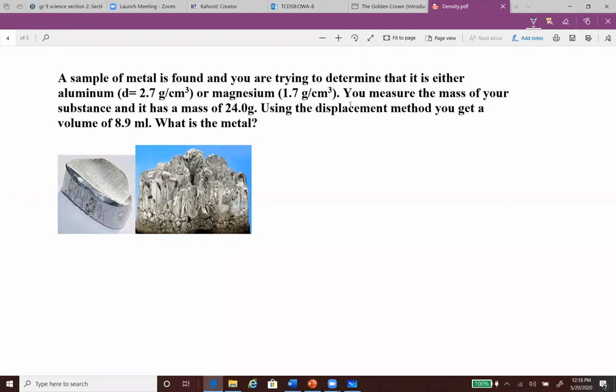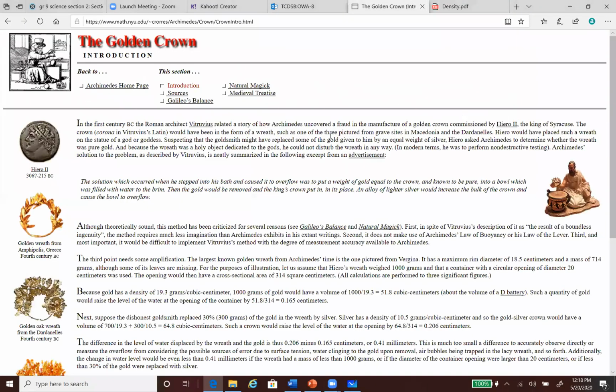All right. So what you could do in this case is use density to figure out what your sample of metal is. You might have heard the story about a Greek named Archimedes. I don't know how true this story is, but there was a Greek named Archimedes who was trying to figure out whether or not a crown that he paid someone to make for him was made of pure gold.